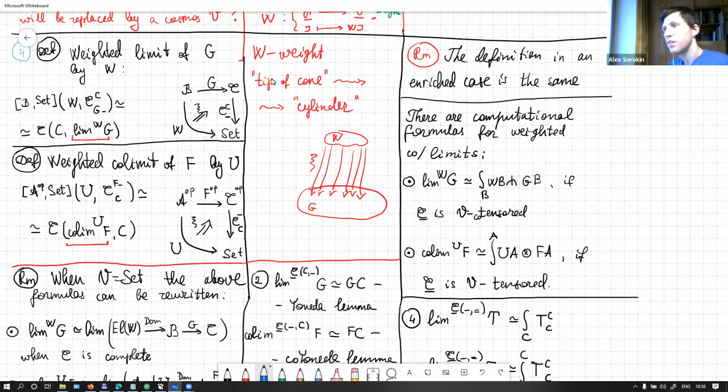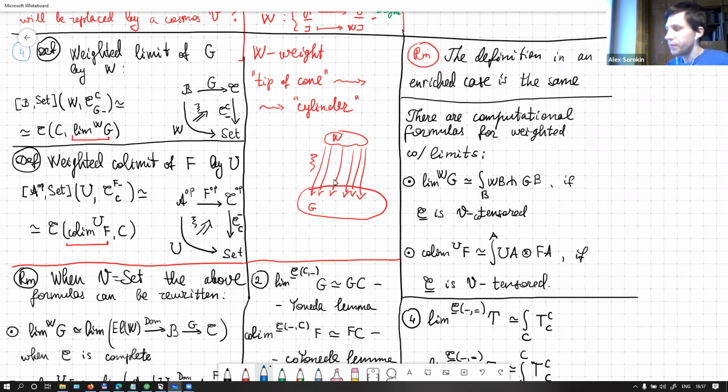In the middle, you can see this picture, which tells us that I'm replacing the tip of the cone, which is a single object, with some image of the category of indices where we are starting. So this becomes a cylinder. Our tip becomes not one object, but a bunch of objects and arrows between them. And when we are trying to factor, we'll be factoring cylinders through other cylinders. That's what we are doing.